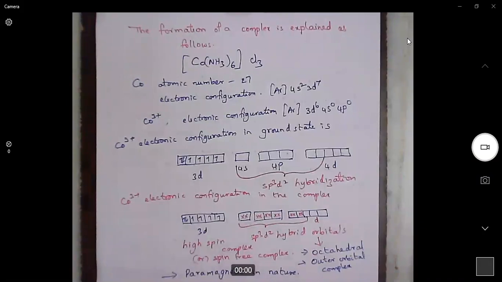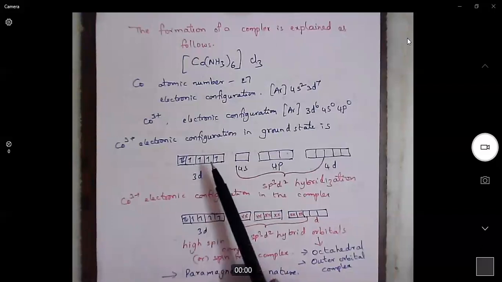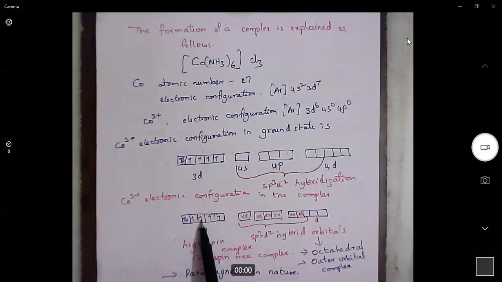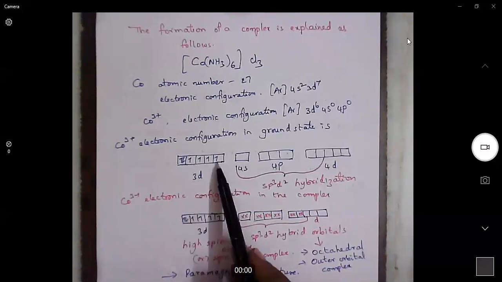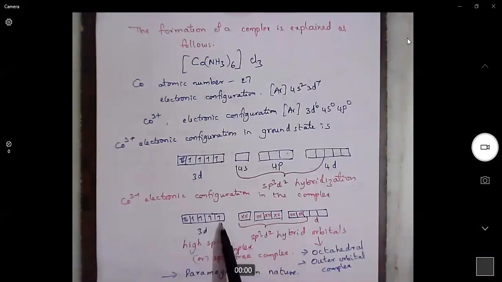So if the electronic configuration of the metal ion in the ground state and in the complex are both the same, then we call it a high spin complex or spin free complex, because here there are four unpaired electrons. We did not change the spin of these. That means we did not make any of these unpaired electrons pair. So the number of unpaired electrons in the ground state and in the complex are both the same. So it is called a high spin complex.